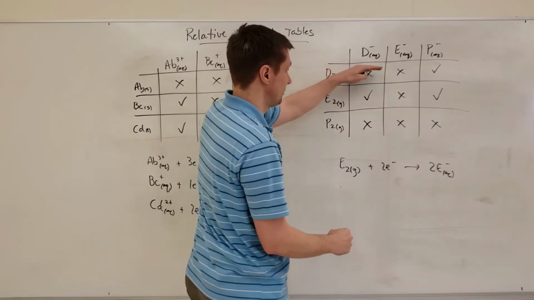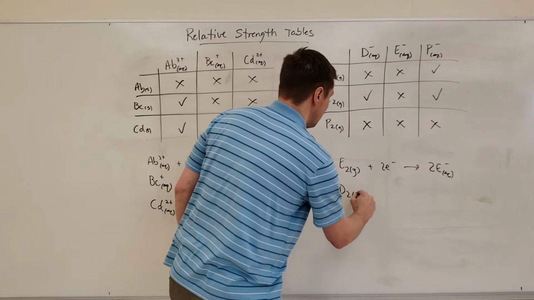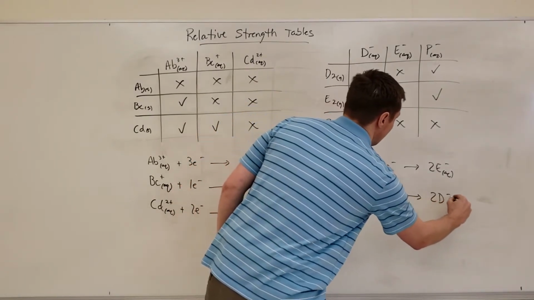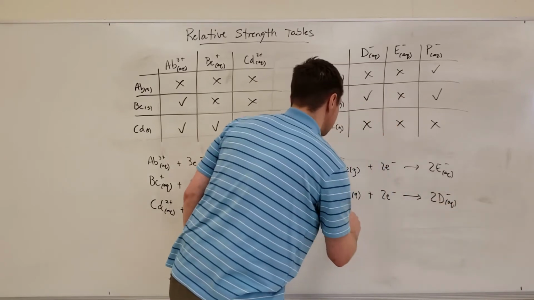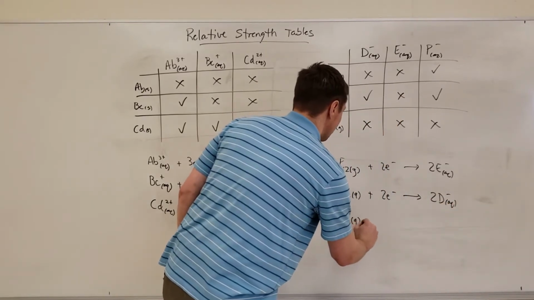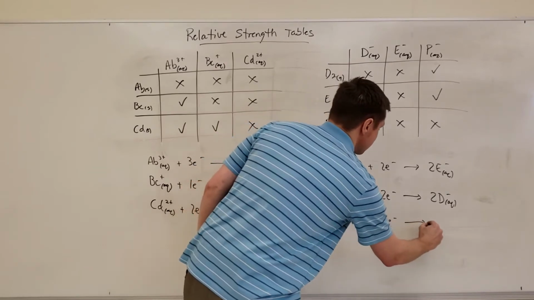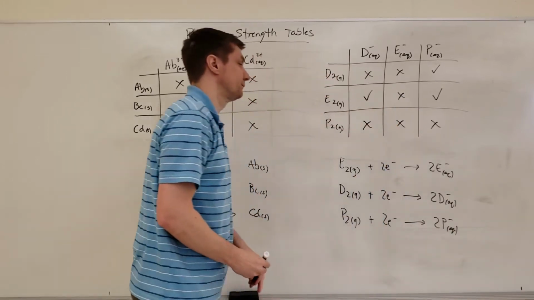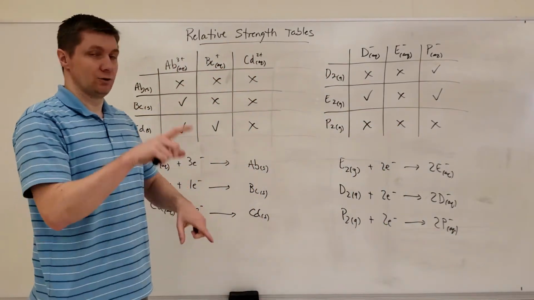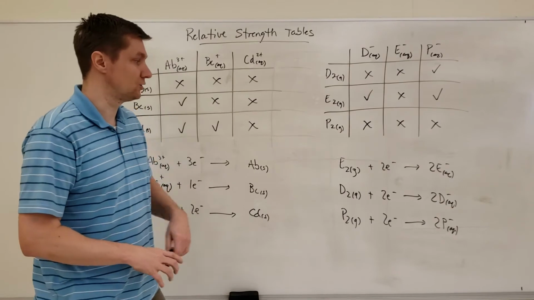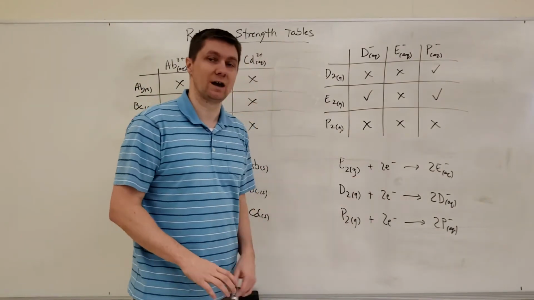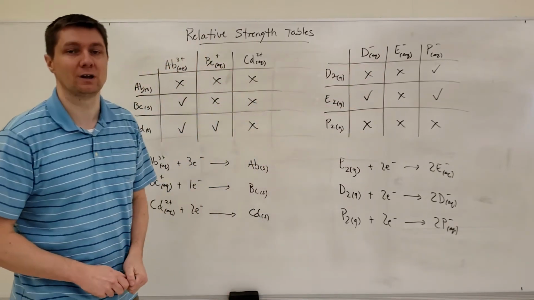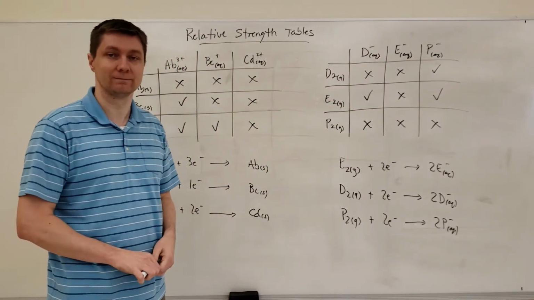My next strongest oxidizing agent is D2. And P2 goes at the bottom. And again, you can use your left-hand, right-hand rule to check whether this reduction half reaction table fits the spontaneity information that I have up here in the chart that was provided.